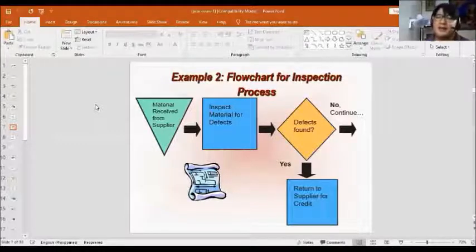While inspecting the materials for defects, syempre you'll see siguro defects. Kung may defect, anong gagawin mo? May nakita ka bang defect? If yes, return to supplier for credit. If no, continue the process. So these are just some examples of a flow chart for the inspection process.